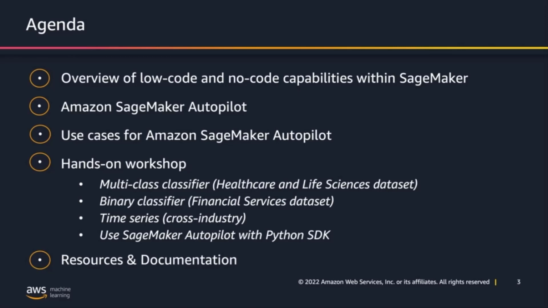And eventually, in the last lab, we go through a notebook with SageMaker Autopilot using the Python SDK. So you can programmatically do everything that you see today on the screen. And finally, I'm going to show you a couple of links for SageMaker documentation and useful resources like blog posts, workshops, or scientific papers.